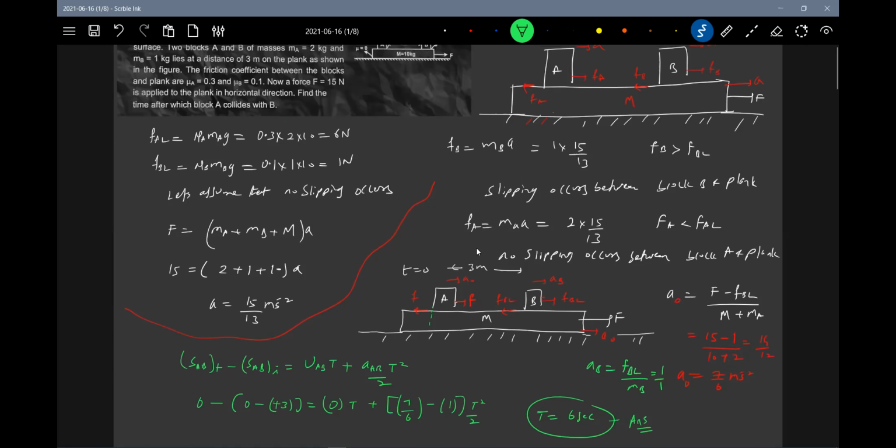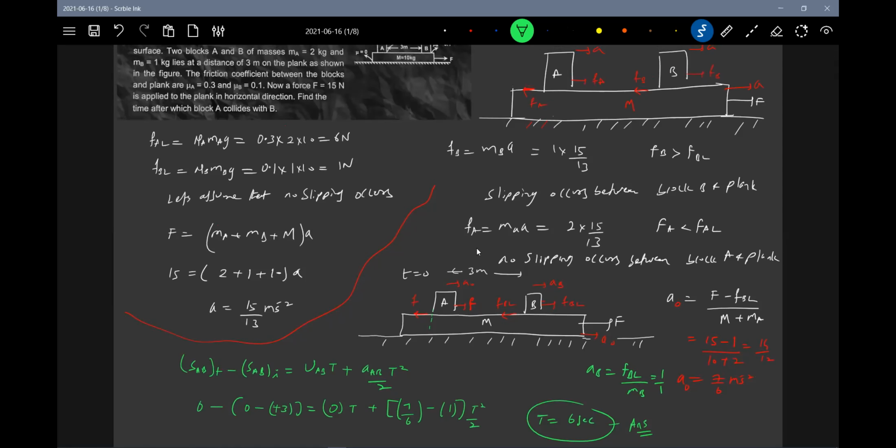Sir, once again, can you explain A naught? Net force acting on the system is what? Like F minus F_BL by M_A plus M_B, no? Because this will become internal to the block and plank.